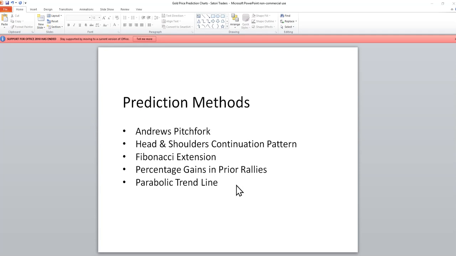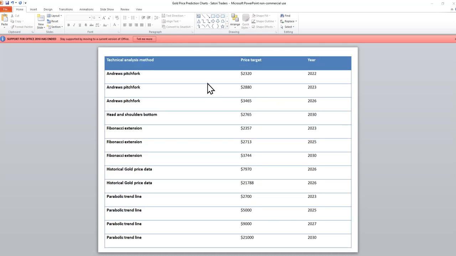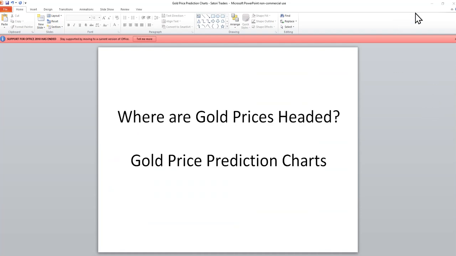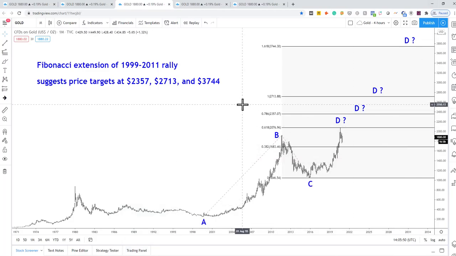Each chart will use one of these 5 prediction methods, and we'll get some price targets from each one, and then we'll consolidate from all 5 charts. We'll get this table of all of the predictions, and we can look at them and make whatever decisions we might choose to make from that data. And so let's jump right into the charts.